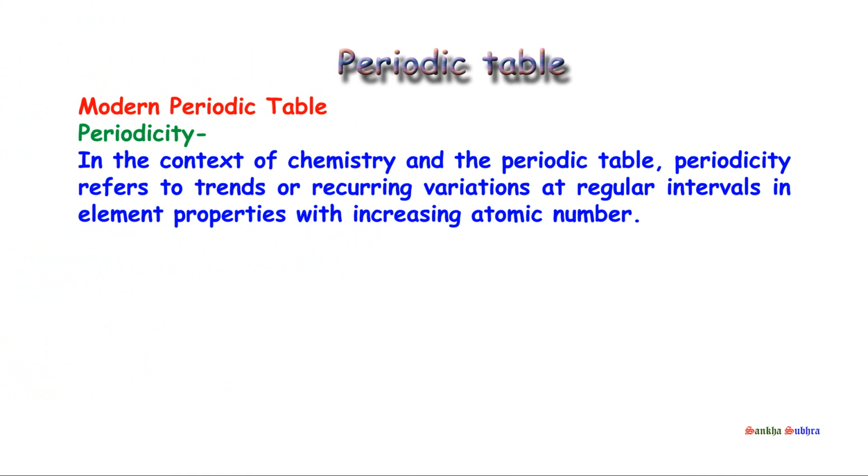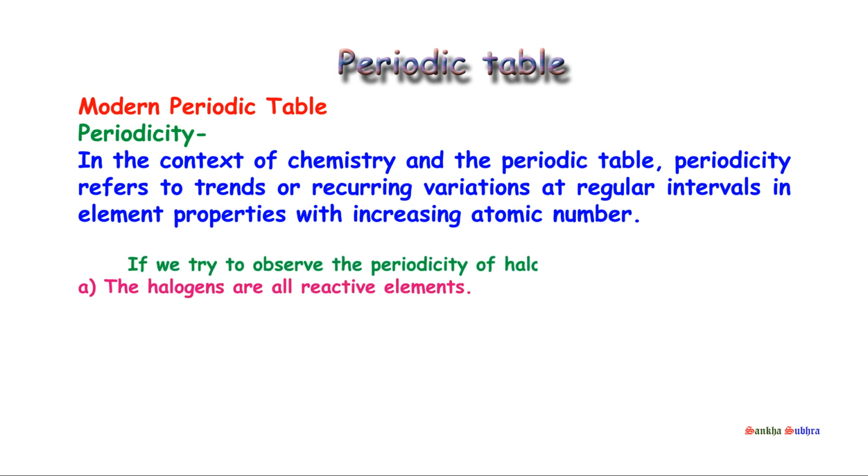Now we will highlight the periodic nature, that is the periodicity of the modern periodic table. In the context of chemistry and the periodic table, periodicity refers to the trend or recurring variation, at regular intervals, of the elements' properties with the increase in atomic number. So periodicity is nothing but the recurrence of the same type of physical and chemical nature at a regular or certain interval of elements when they are arranged with increasing atomic number.